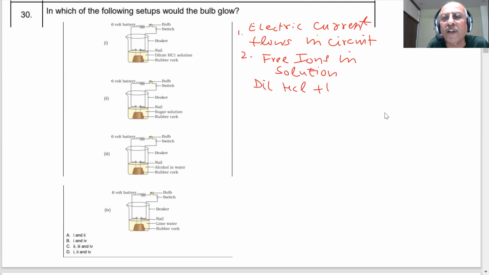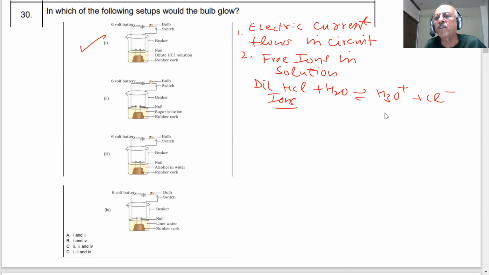Dilute HCl will react with water. What is formed, student? H3O+ and Cl-. So there are ions. Therefore, A is correct. The bulb will glow because a flow of current will take place. So HCl produces ions.